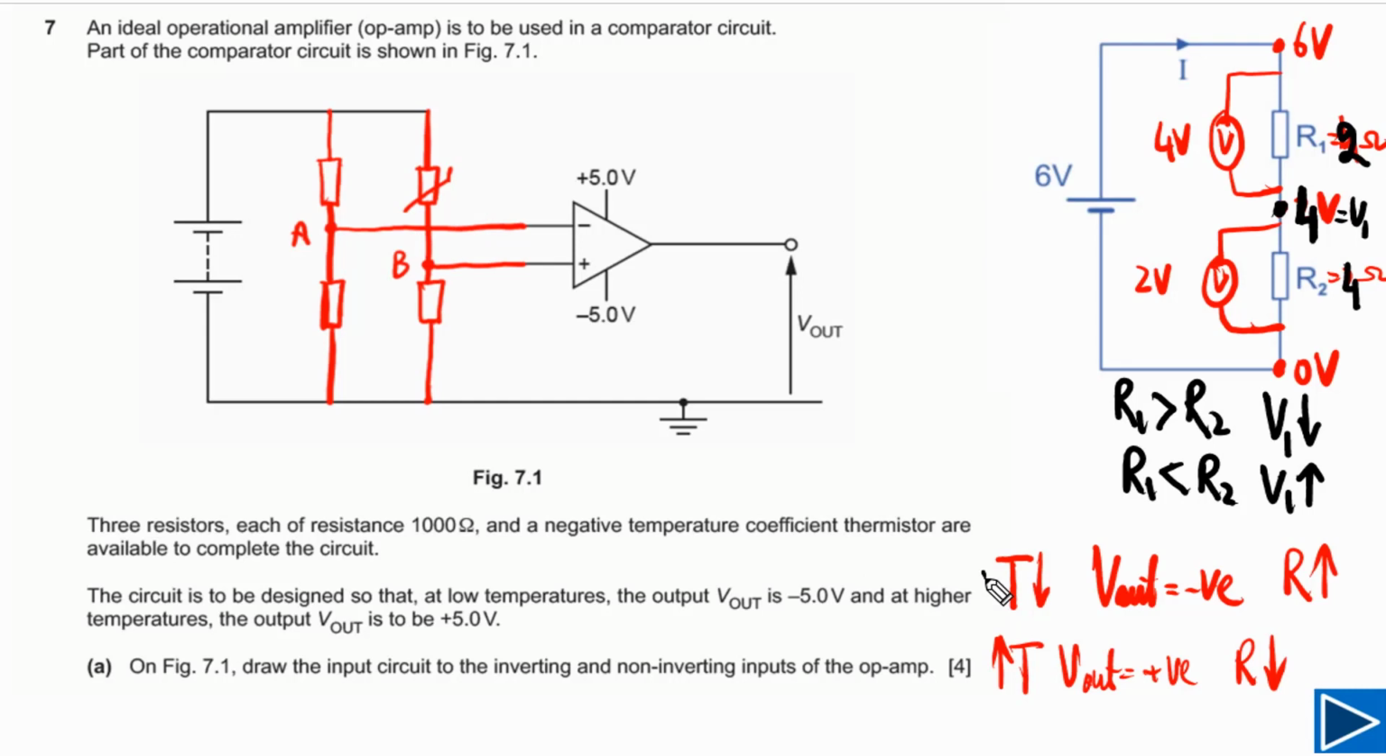Now for the first condition, when temperature is low, V out has to be negative and resistance will be higher. So in this case we can say this resistance will be higher when temperature is low. When this resistance is higher, the potential at this point will be lower. It simply means that V plus will be lower than V negative. In this case, V out will be negative. So this one is correct.